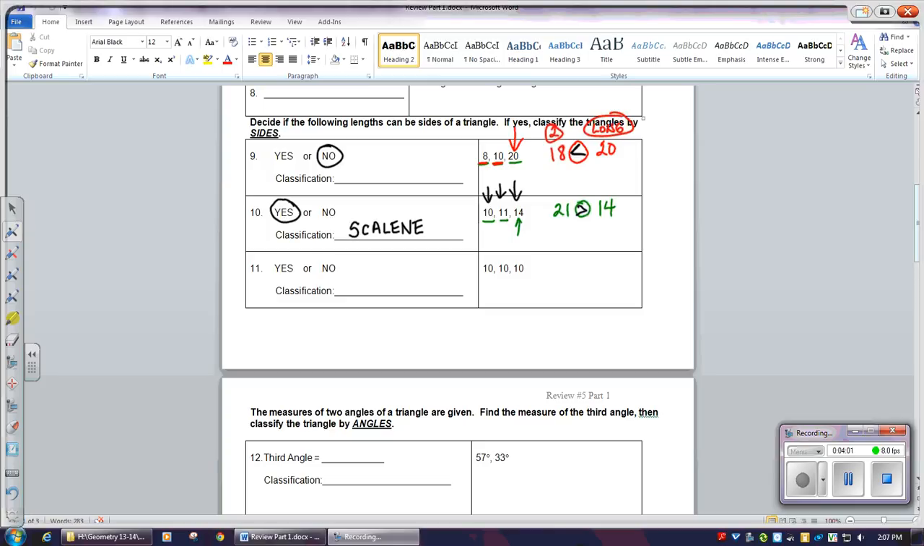And now you look at the last one. Remember, you're looking for the two shorter sides. You must add those first. Well, they're all three the same, so 10 and 10 would be the two shorter sides. That's 20. Compare it to the longest side, which is 10. 20 is greater than 10. Since it is greater than, yes, it is a triangle. Now, when you go back and look, you're going to name it by sides. All three sides are the same, so if I'm going to name it by sides, that is called an equilateral triangle.